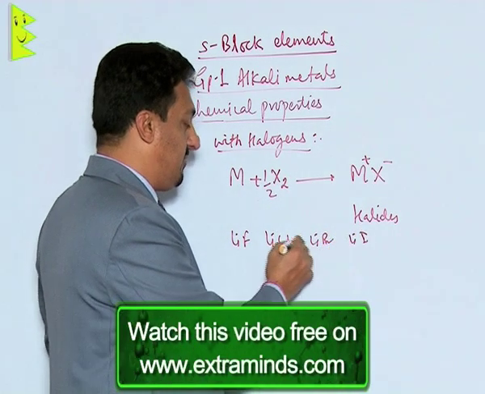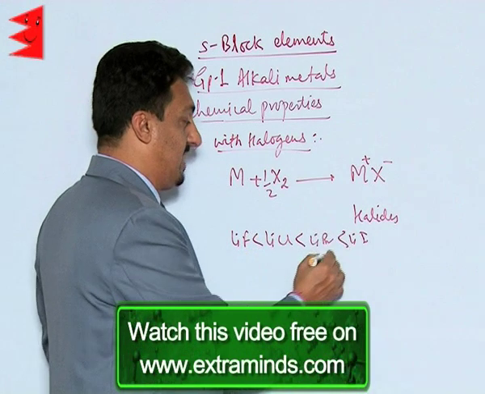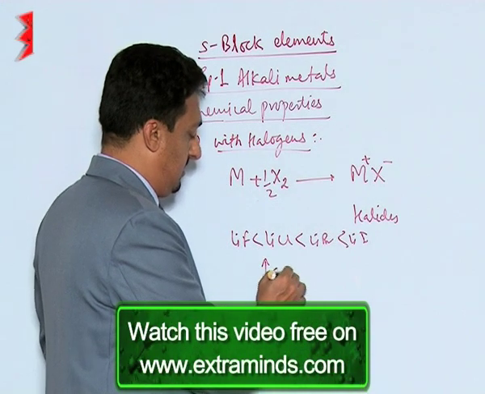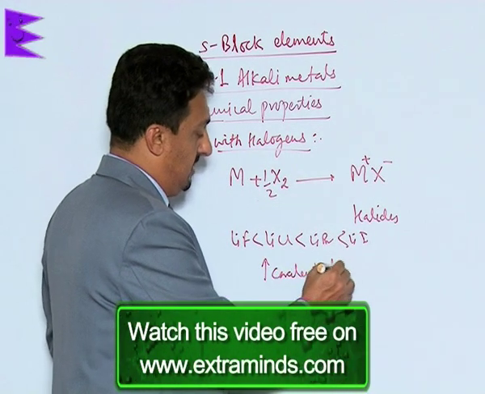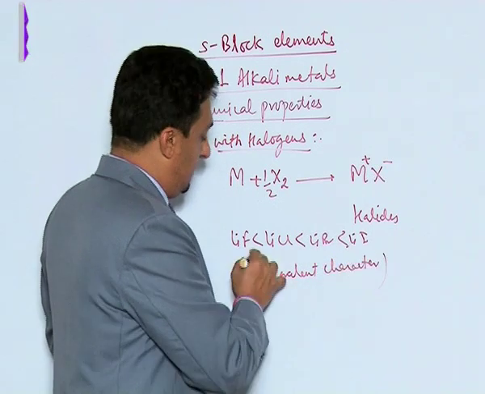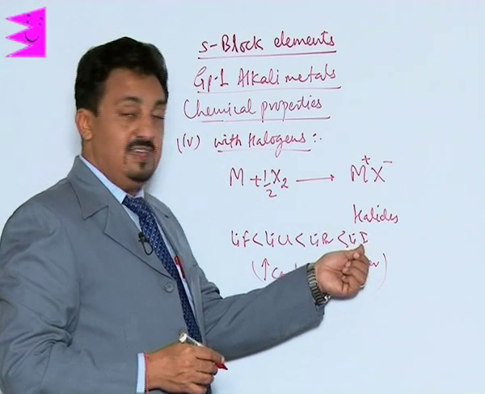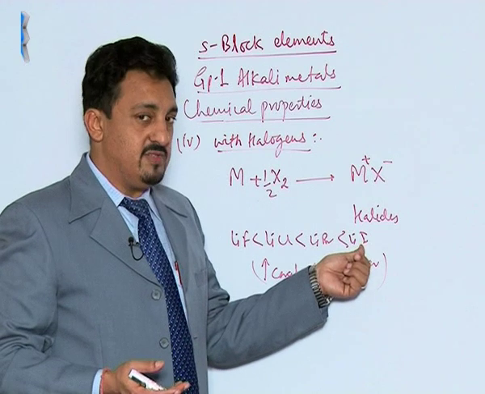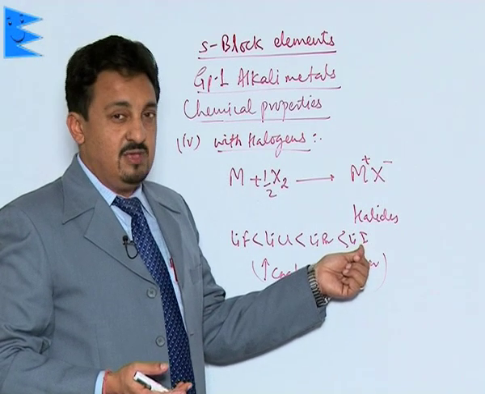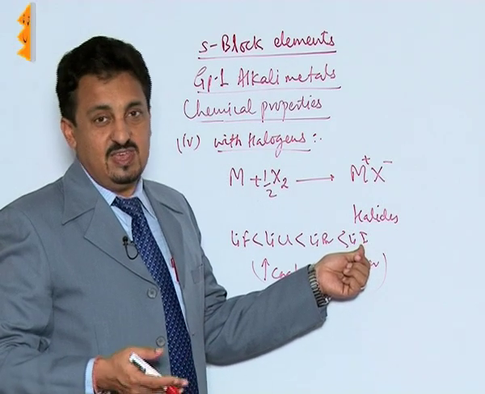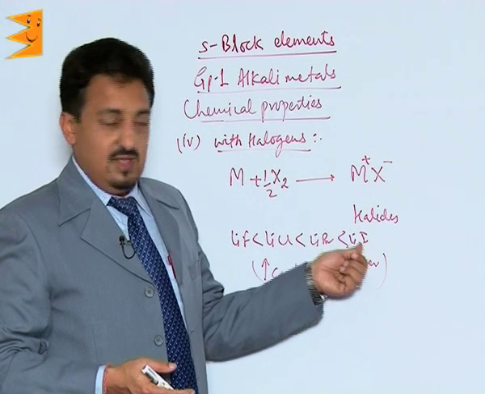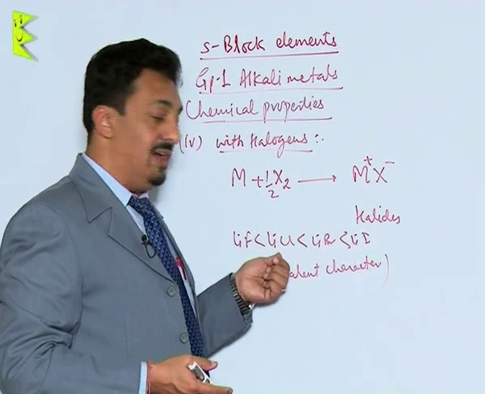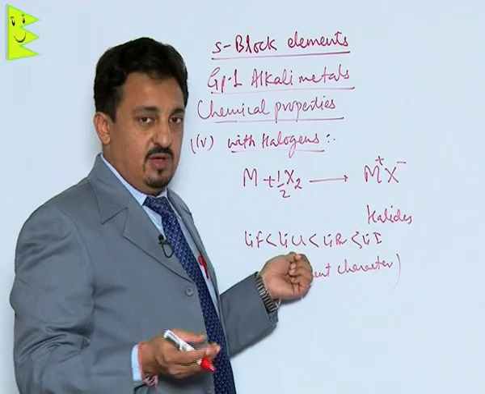iodide, out of these what we find is that the covalent character is increasing. The covalent character increases as the size or the atomic number of the halogen increases, the reason being that its polarizability increases with the size. And why do we say that the lithium halides actually have a covalent character?